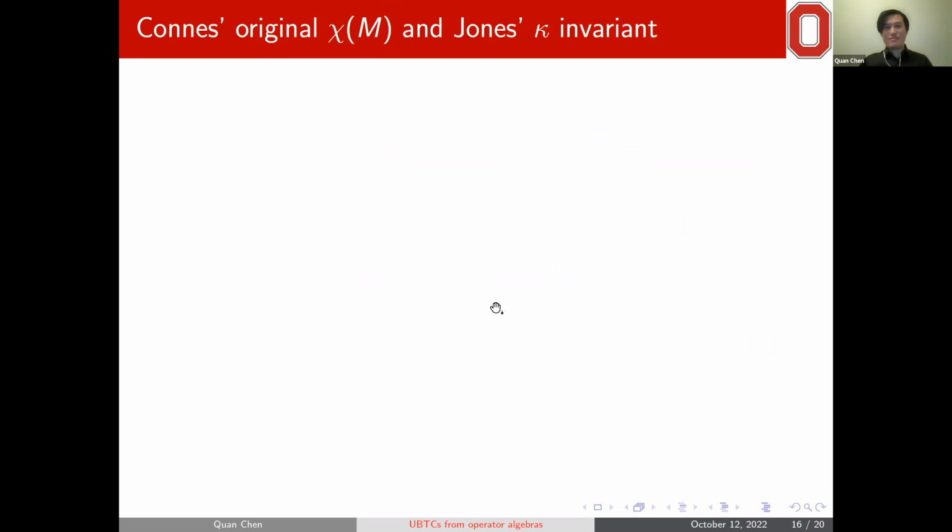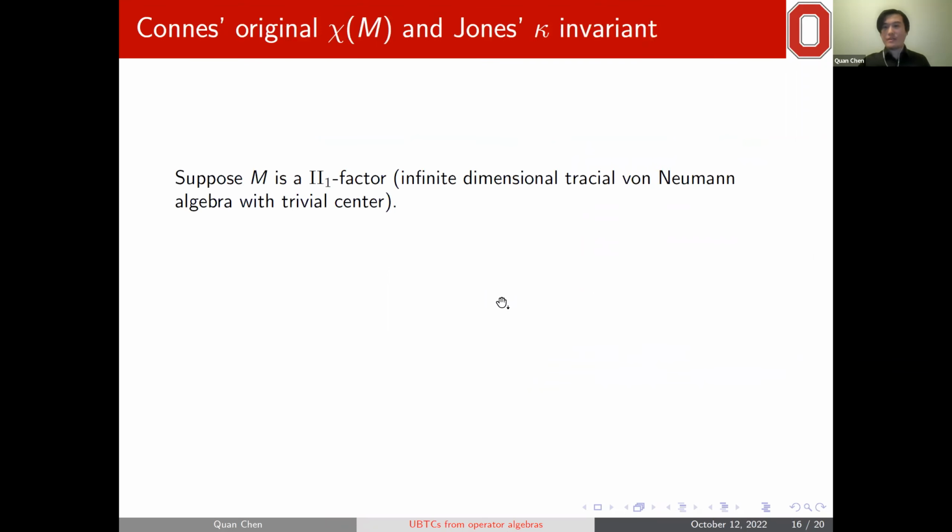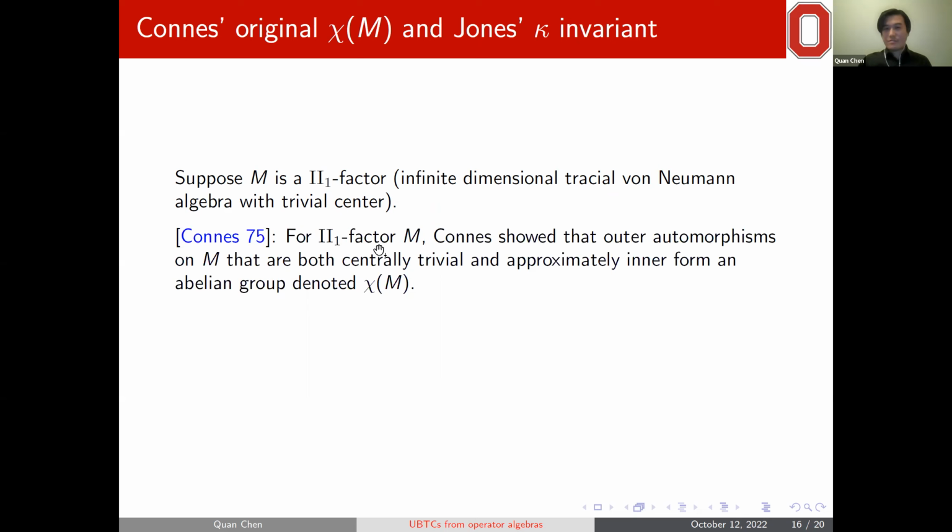Okay, let's carry on. So we get this idea from Connes' original work. Maybe many people here are not familiar with von Neumann algebras, so it doesn't matter, I'm not going to talk too much about that. So suppose M is a II_1 factor, which means it's an infinite dimensional von Neumann algebra with trivial center. Then for the II_1 factor M, Connes showed that the outer automorphisms of M that are both centrally trivial and approximately inner form an Abelian group. That means the intersection of centrally trivial and approximately inner automorphisms forms an Abelian group called chi of M. It's really an amazing result. How can we get this result?